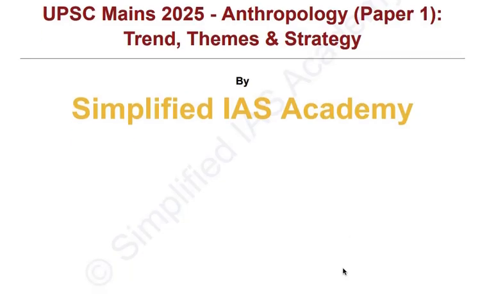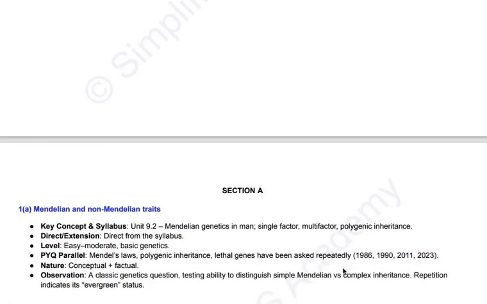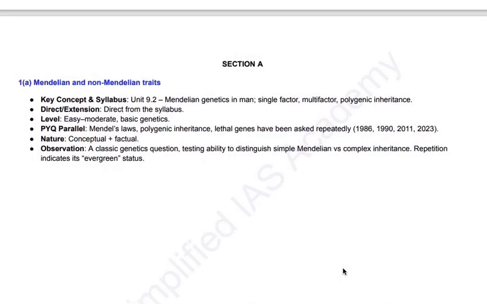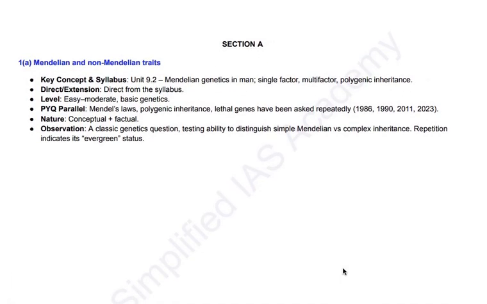So let's get started with question number 1 of your Section A. The very first question is about the Mendelian and non-Mendelian traits. If you see whether this is a part of your syllabus or not, this is very much part of your syllabus, unit 9.2. And Mendelian and non-Mendelian traits are directly mentioned in your syllabus, which means answering this question should not be difficult for anyone who has completed their syllabus well.